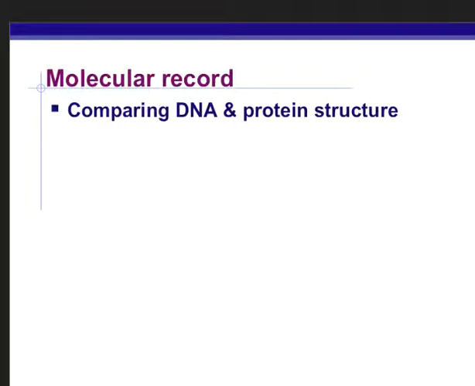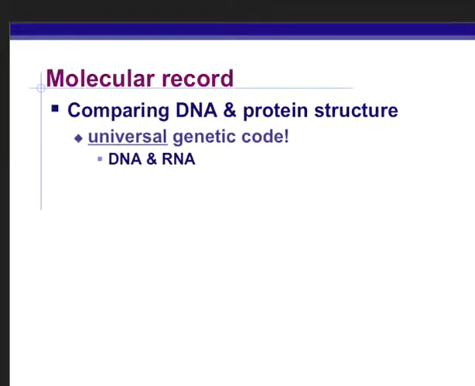And what we found is that there's a universal genetic code, which we studied earlier, and DNA and RNA are essential parts of that. They don't have to be the way that they are, but because they are the way that they are, it's evidence that everything has the same stuff in it and came from a common ancestor.